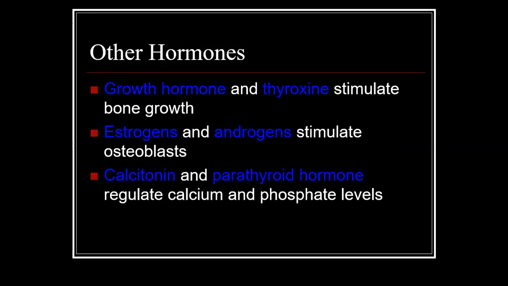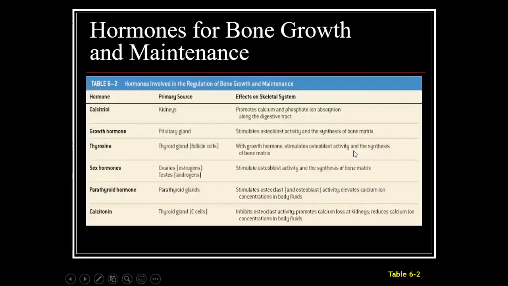Other hormones include the growth hormone thyroxine. Ooh, there's a fun name for a baby. That stimulates bone growth. Your estrogens and your androgens stimulate osteoblasts. And calcitonin and parathyroid hormone regulate calcium and phosphate levels, among all the other things they do. So here is a table of the hormones that control bone deposition and bone recycling here.